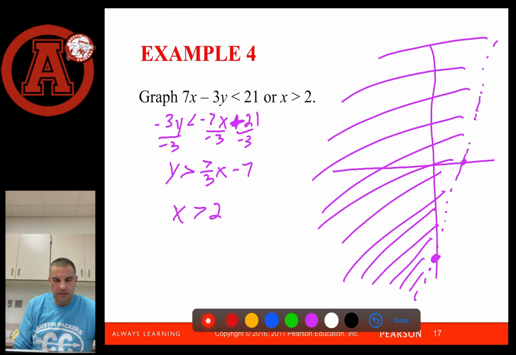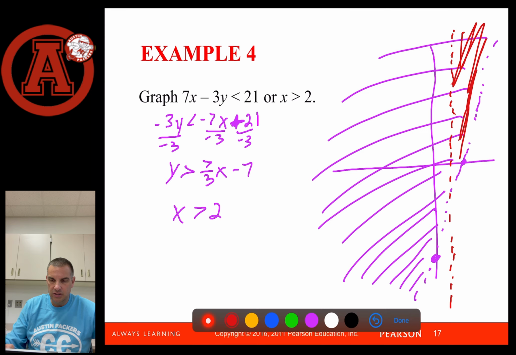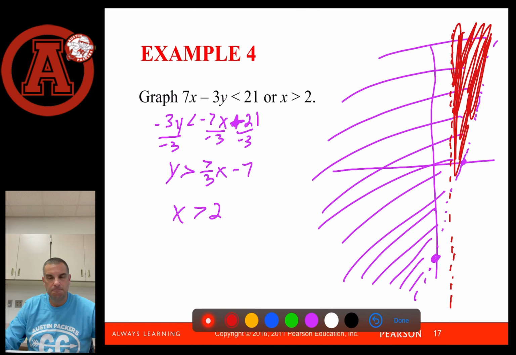X is greater than 2. So we graph the line at 2. Oops, sorry. Look at the symbol. See, it's an error that happens all the time. It's dashed. It says it's greater than 2. I'm only going to shade the region that's been shaded once already. There's your solution for those two.